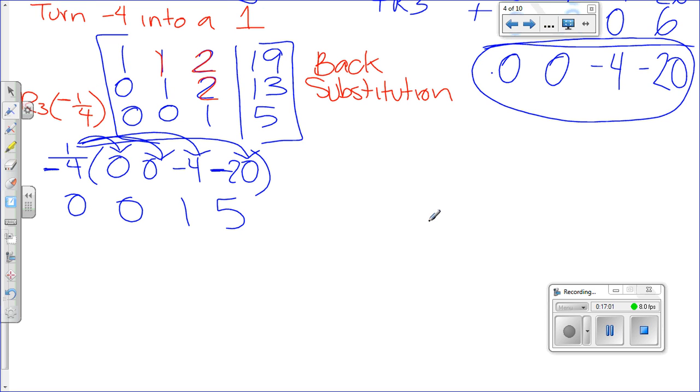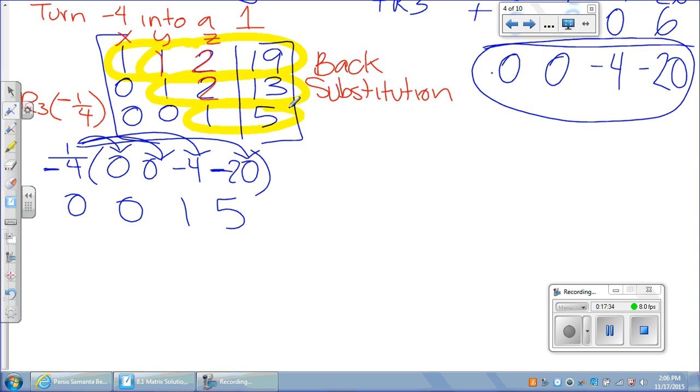And remember how I told you have to make sure that you line up your coefficients correctly so that all of the x's are in the first column, all of the y's are in the second column, and all of the z's are in the third column. So the back substitution, what it means is that 1z is equal to 5. This row means 1y plus 2z is equal to 13. And this one means 1x, 1y, 2z is equal to 19. So we create those equations.